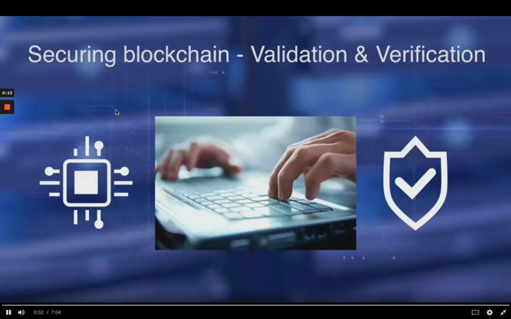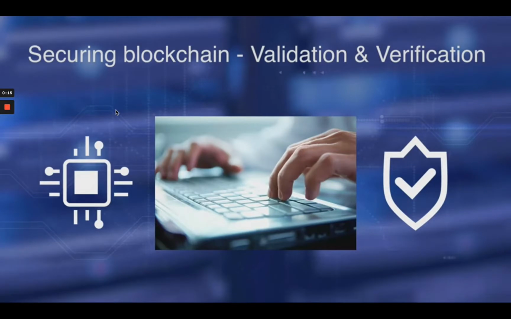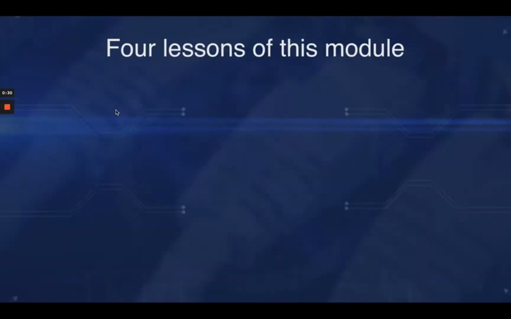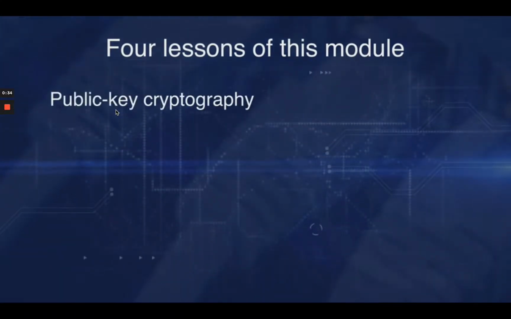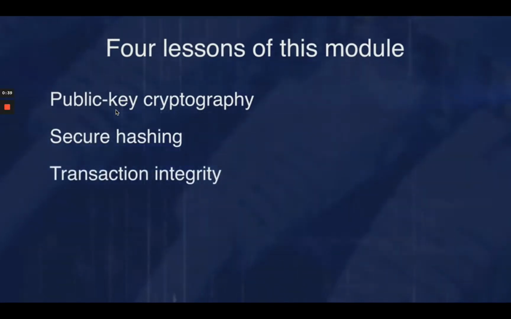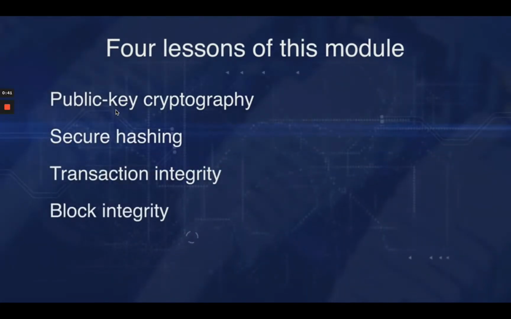Efficient validation and verification: hashing and asymmetric key encryption. These techniques depend on several complex, proven algorithms. We'll provide a high-level view of the application of these algorithms and the critical role they play in securing the decentralized chain in the 4 lessons of this module, namely public key cryptography, secure hashing, transaction integrity, and block integrity.